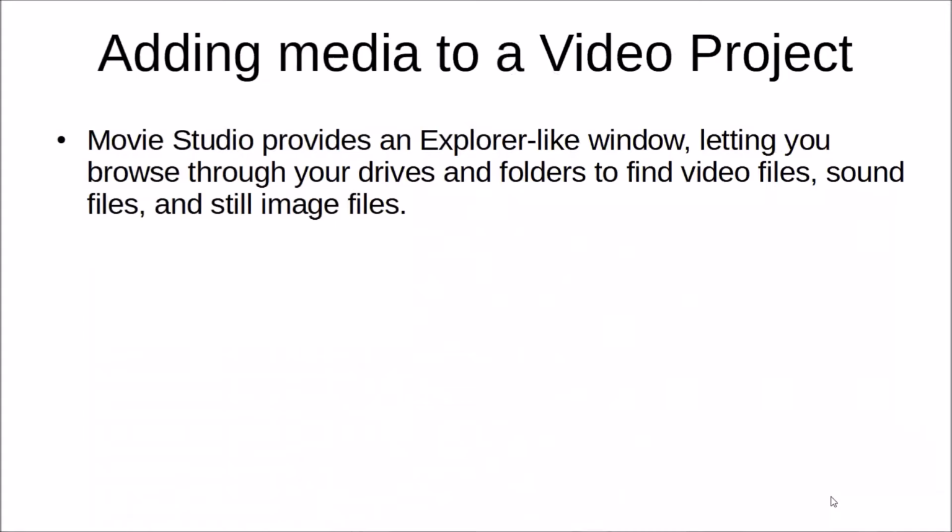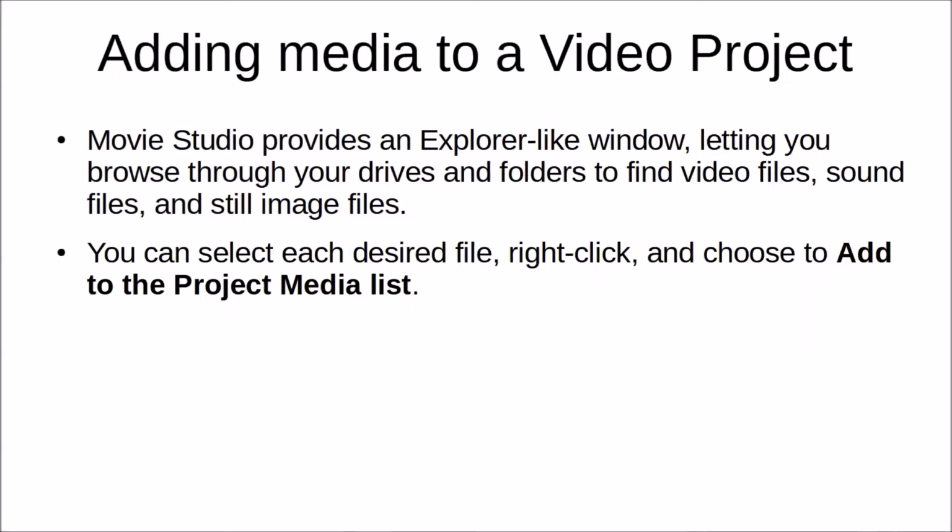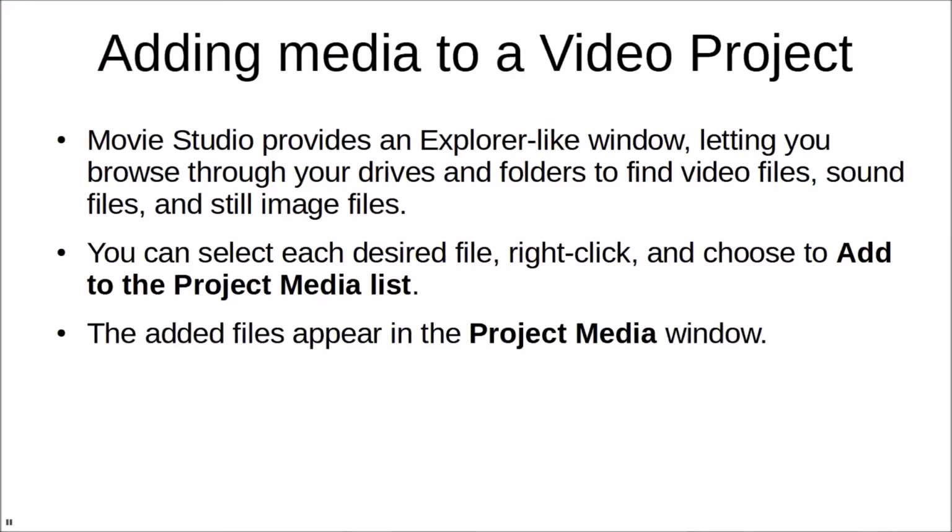The first thing you need to do when you open up your video editor is add media. You're usually starting out with at least one video recording or set of slides or something that you want to include. So Movie Studio provides an Explorer-like window to let you browse through your drives and your folders. And you can find video files, sound files, still image files. You can select each desired file, right-click it, and a menu appears. And when that menu appears, you can choose Add to the Project Media List.